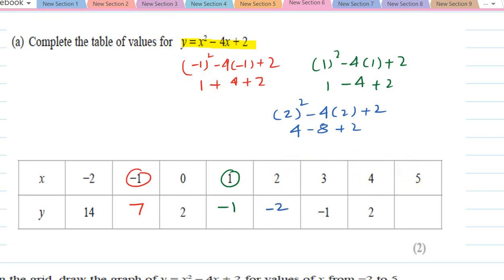And the last value is 5. If we put here 5 squared minus 4 times 5 plus 2, 5 squared is 25, and this is minus 20 and plus 2. So 25 minus 20 is 5, and 5 plus 2 is 7. So here we got 7. This is our first part, that is 2 marks.